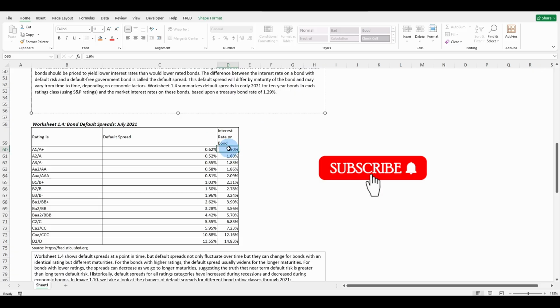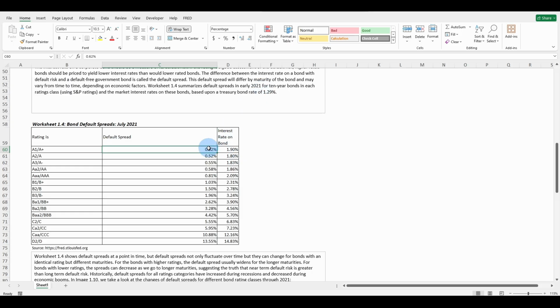The interest rate on the bond, so you have a default spread of 0.62. What's the difference here? 1.9 minus 1.29 should equal 0.62.